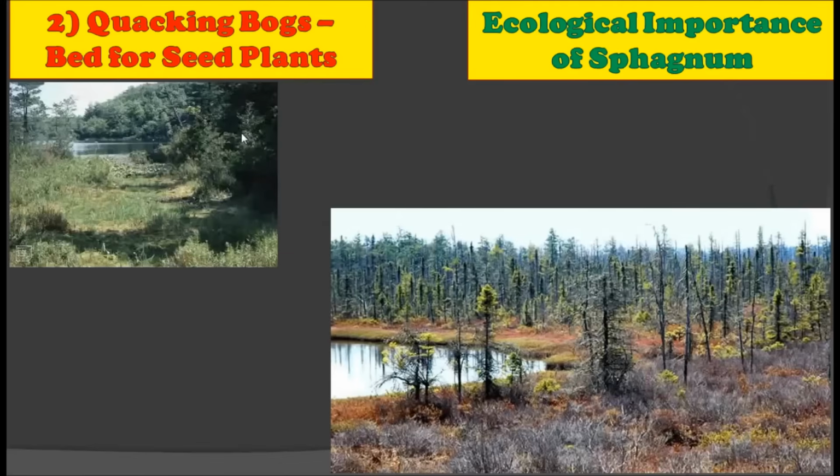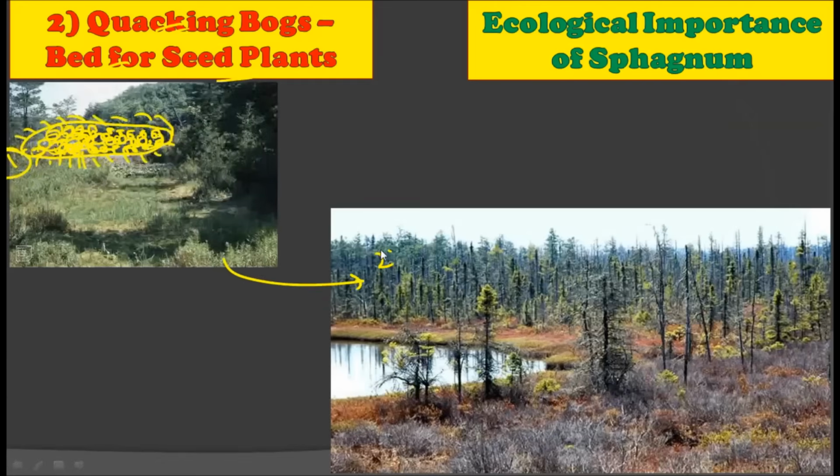The second ecological application of the sphagnum is that the quaking bogs are used as beds for the seed plants. As you know, now consider this first picture in which you are seeing the pond, and around that pond many sphagnum species are growing. Now, as we have discussed, till the stage of peat formation, when there is peat formation, the water body slowly gets converted into soil, and this soil, which comes from the sphagnum species which convert the whole water body into peat, acts as a bed for the seed plants.